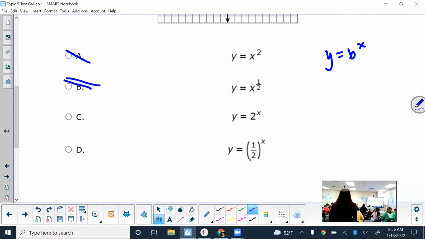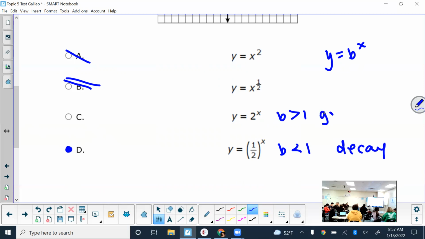Then you look at C and D, and only one of them is for decay, which matches our graph. Which one is for decay? D, because that is the one where B is less than 1. So that's why that one's the decay one. This one would be for growth, because in option C, 2 is greater than 1. So that one's growth. Does that make sense? Any questions?